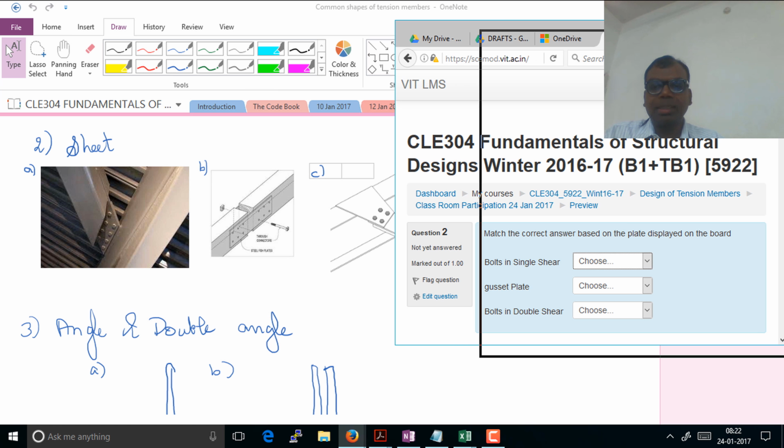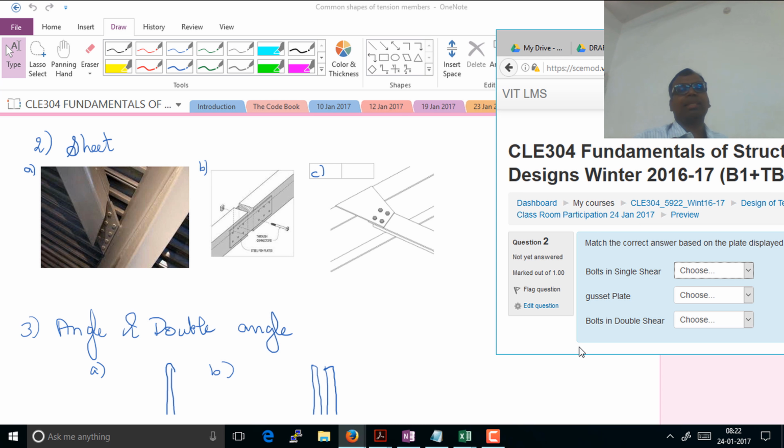So which is the bolt in single shear? Which is the gusset plate? And which is the bolt in double shear?